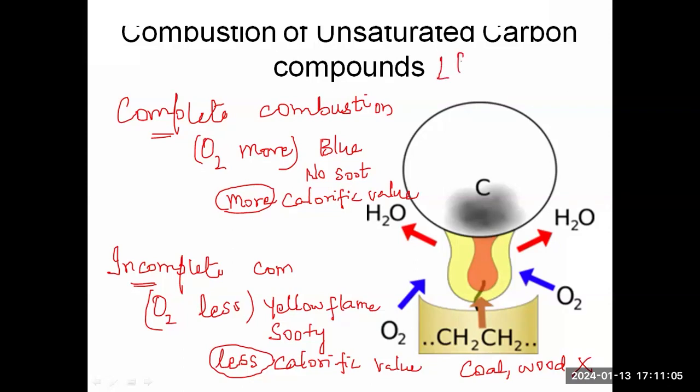Instead of that, LPG, CNG, biogas, these are ideal fuels because they do not cause pollution because they undergo complete combustion. They do not produce soot and they have more calorific value. So the food can be cooked faster when you are using LPG, CNG or biogas as compared to coal or wood.